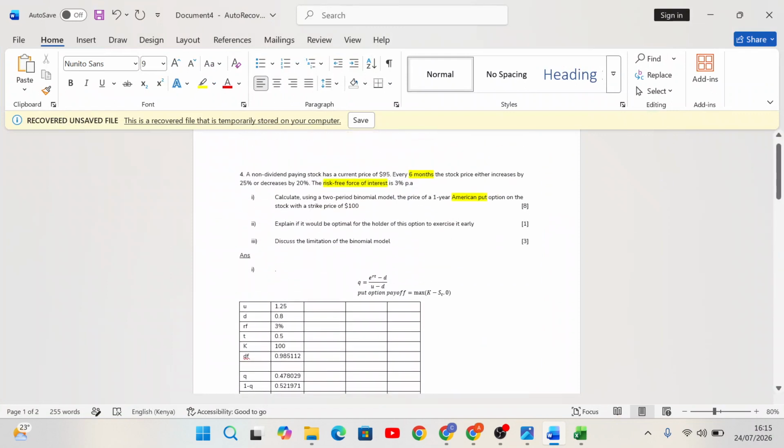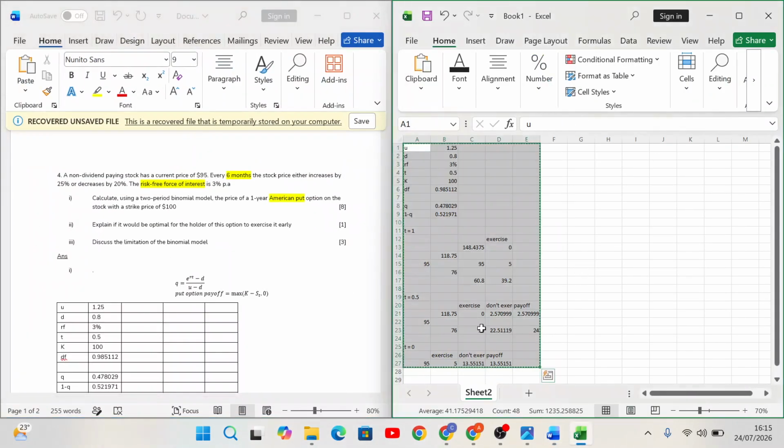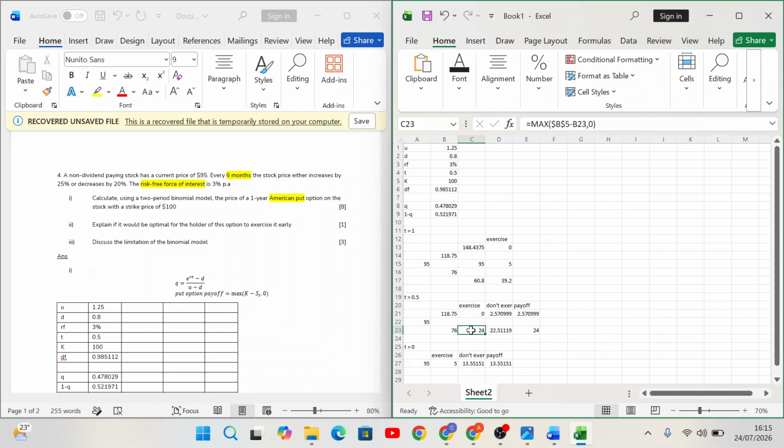So question number 2: explain if it will be optimal for the holder of this option to exercise it if the value of the American option is higher than the value of a European put option. And in this case, we had noticed it here. Let me just highlight. We noticed that this 24, which is the value of exercising at time 0.5, is higher than the discounted value of the European put option. So at this point, it will be optimal to exercise.